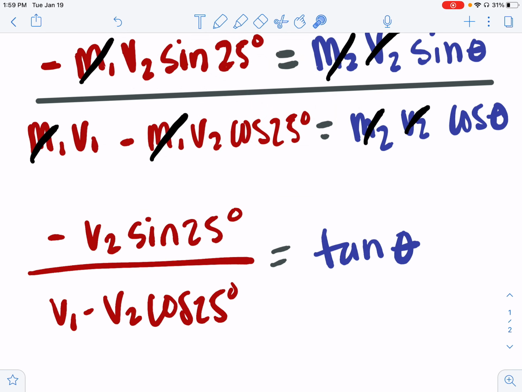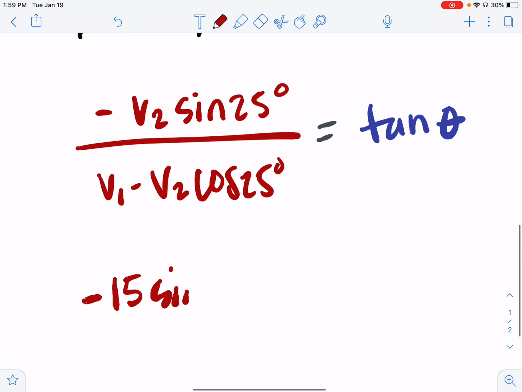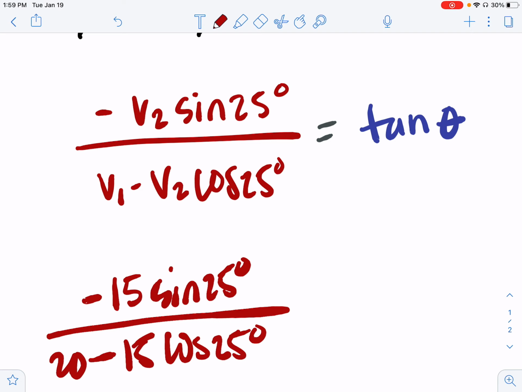Well, now we know our final velocities for the red one. It started with 20 and it ended with 15, so we can plug those in. We have our thetas for the red one in, which means our only unknown is therefore the blue theta, so we're good to go ahead and solve this out. So we go ahead and plug in these numbers. Negative 15, because this is our final velocity, sine of 25 over 20 minus 15 cosine of 25.